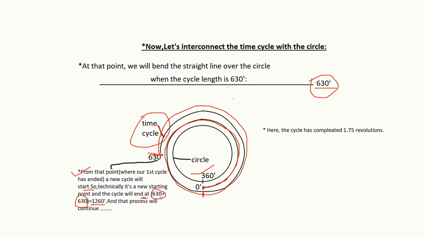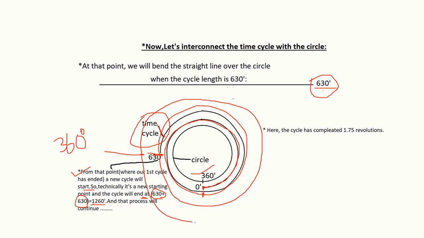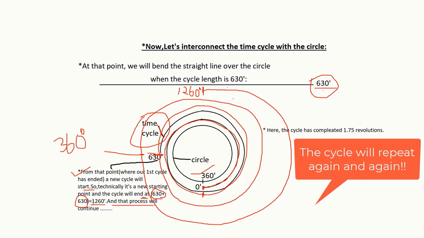Let's have a visual. From here, our new cycle starts, all right? From here to here, it will be 360 degrees. We still need to go 270 degrees. So 270 degrees will be here. That will be our ending point, which is actually 1260 degrees. Okay, and that process will continue till the last day the market stands.